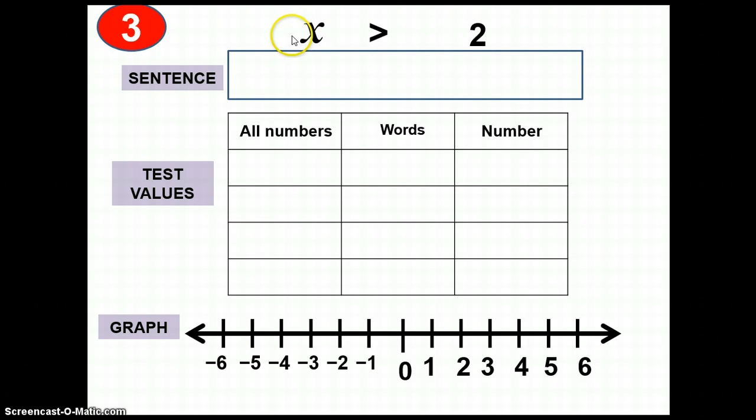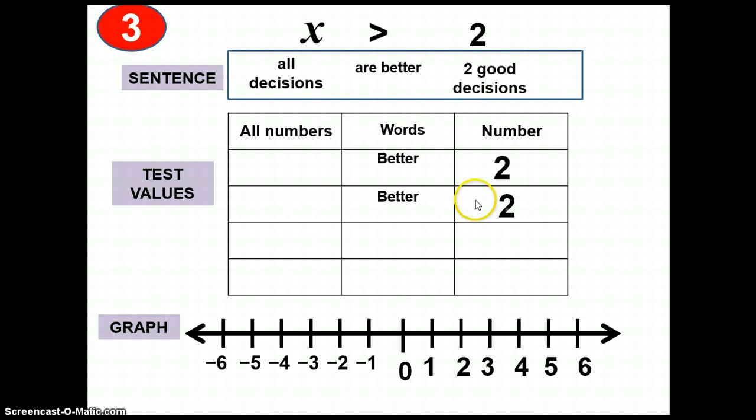Let's try another one. All decisions that are better than 2 good decisions. So we're going to be comparing 2. Now here's a question. Is 2 better than 2? Is 2 more than 2? Well, no, 2 is not better than 2. It's the same as, but it's not better. So we're actually not going to include this. We're going to draw an empty circle. So we're not going to include 2 as a true statement.